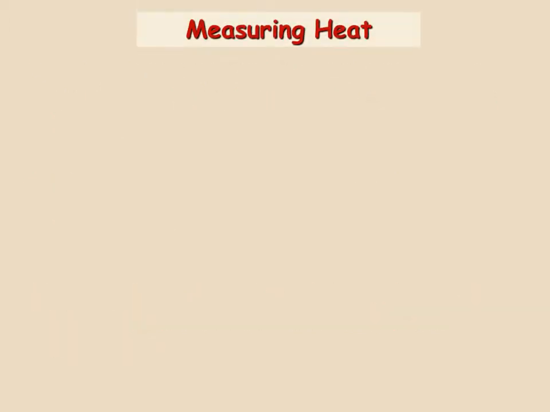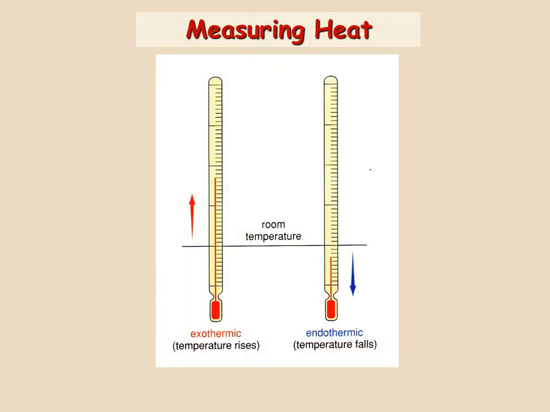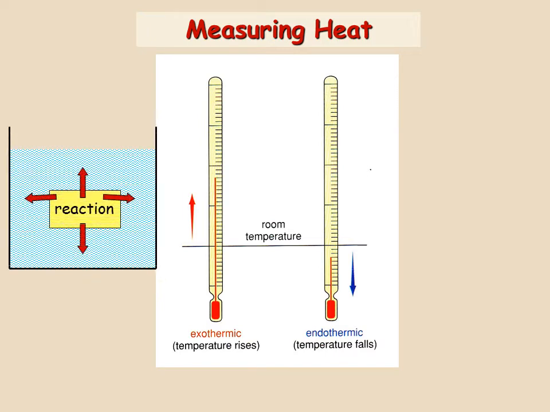Children, let's classify the reactions in terms of measuring heat. Here you can see two thermometers. One is named exothermic, in which the temperature rises, and the other one, the blue color, endothermic, in which temperature falls, right? So let's see what exothermic and endothermic are. Here you can see the energy is being transferred from the reaction mixture to the surroundings, that is the beaker of water. That means the energy is being transferred from system to the surroundings, right?